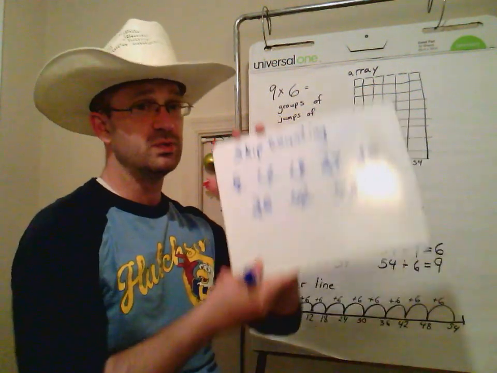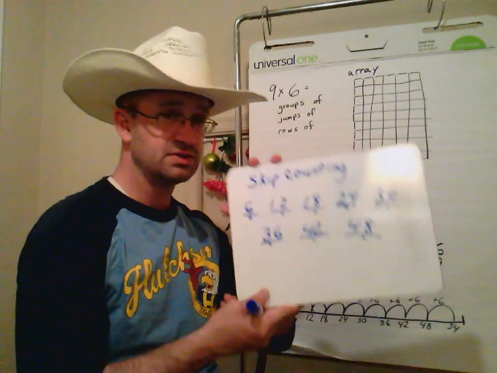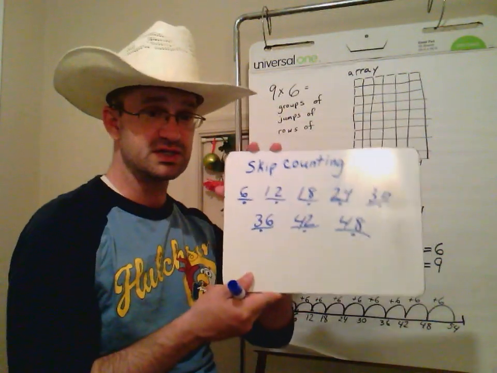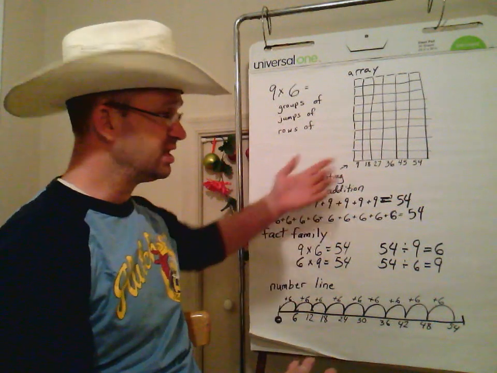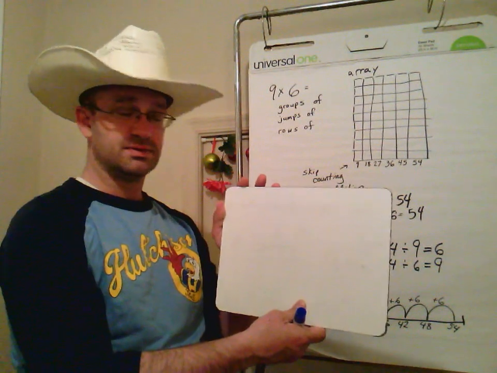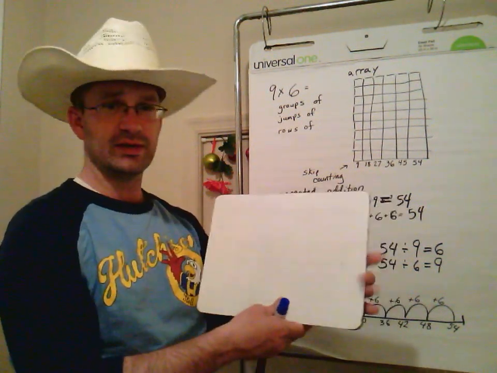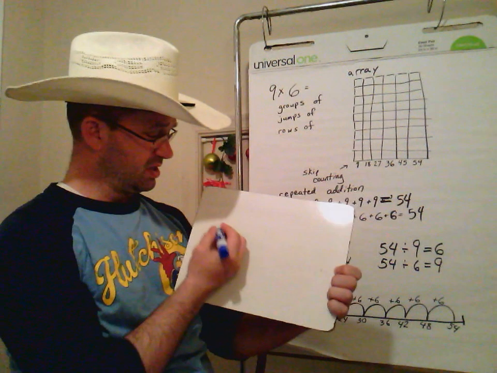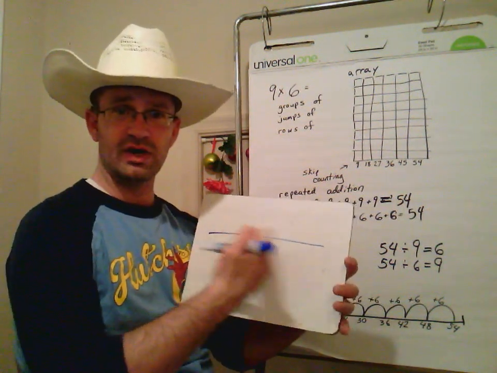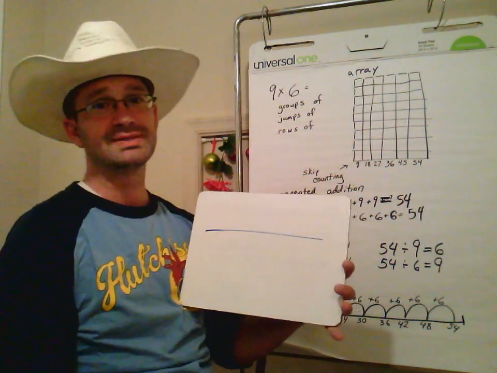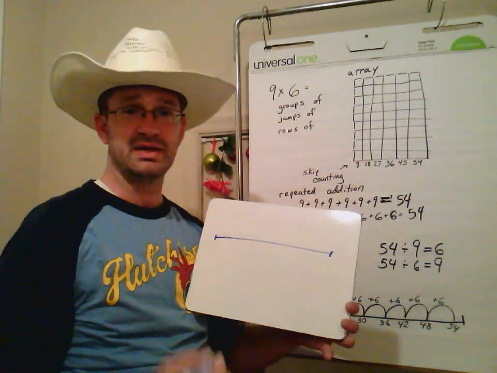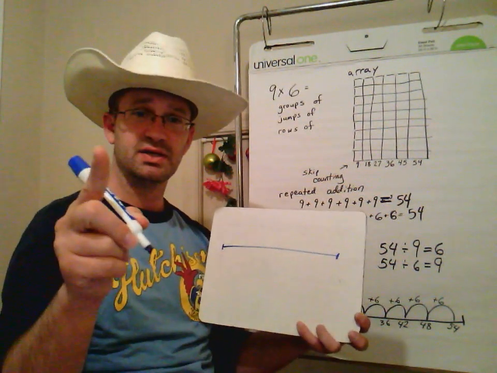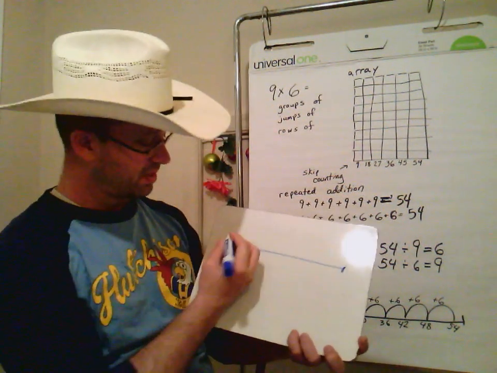We can really use this to do another strategy that looks a lot similar to this one. Can you find a strategy that looks similar to that one? Well, let me grab a board and see what's going on. Okay, we're going to do it again. This time, I'm going to draw a line. I know it's a line segment, but we call it a number line. We're going to have a beginning and end.